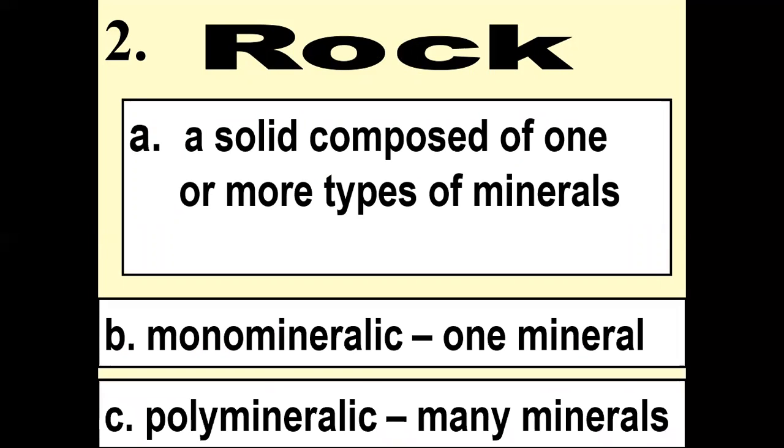Okay, and you have two types of rocks. You can have something like a monomineralic, which means it's only made of one mineral. And I know you guys have seen the word mono before, especially I think in history. And polymineralic, which is made of many minerals. So some rocks only have one mineral, some rocks are made of many minerals. And we'll definitely talk about that more in detail.